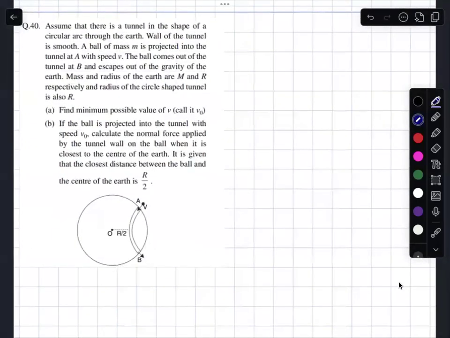Right, go ahead. Assume that there is a tunnel in the shape of a circular arc through the earth. Wall of the tunnel is smooth.